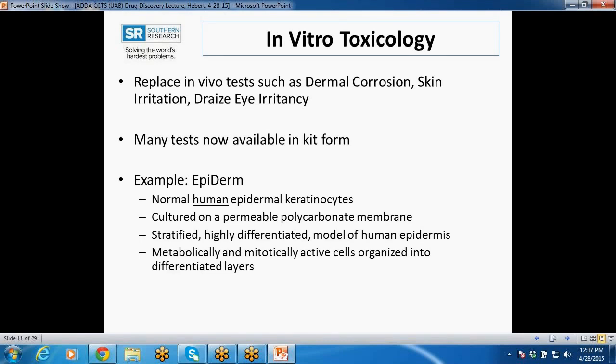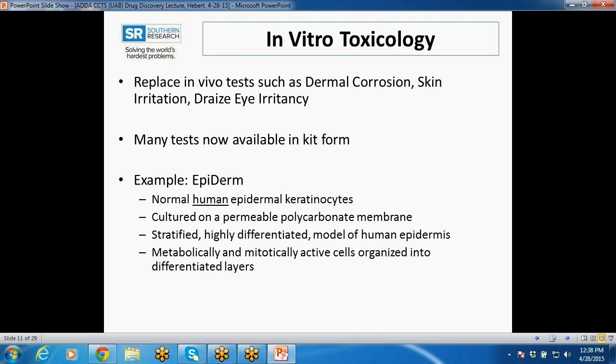But anybody who uses animals knows that you want to use those animals responsibly. You want to use those animals as humanely as possible. And if there's a way of evaluating the possibility of skin irritation using an in vitro model rather than using animals, it's by far preferable to do the in vitro. And there are a lot of in vitro tests that are available now in kit form. People have come up with some really ingenious ways of combining different cell types to do these tests.